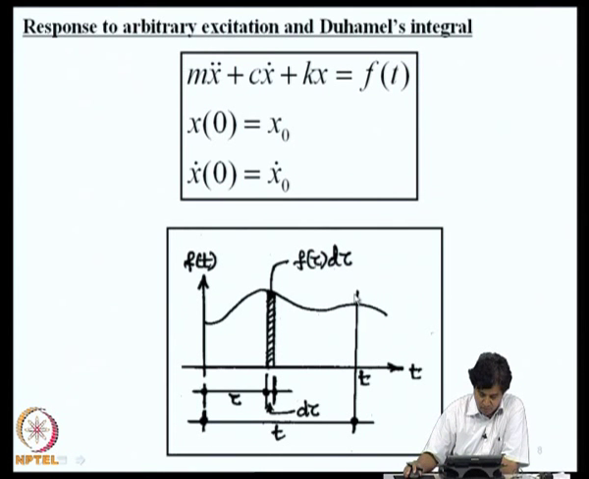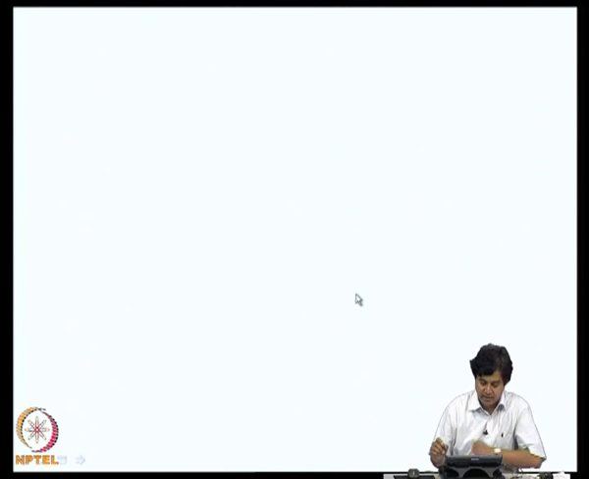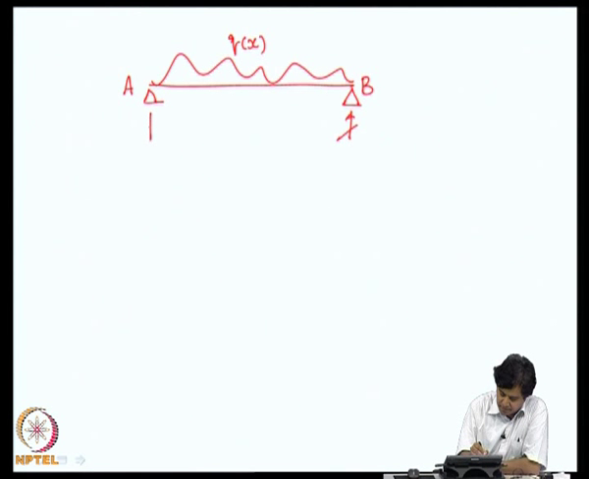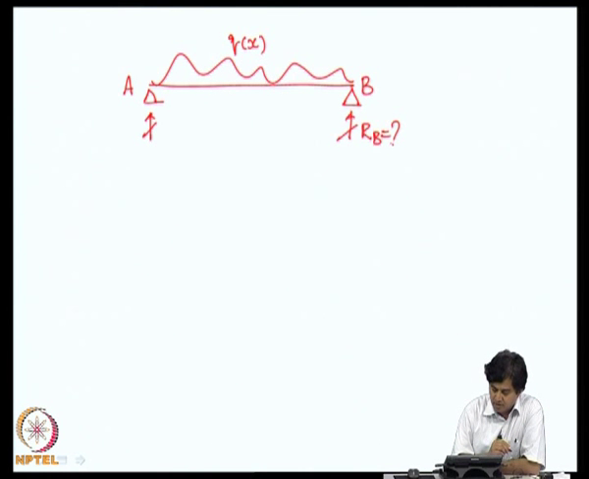Now, to appreciate that, we can consider a related problem from statics. Suppose we consider a simply supported beam under some load q of x. Let us call this end A, this end B. The question is, what are the reactions? Specifically, I want to know, for example, what is the reaction at support B. This load is an arbitrary load.